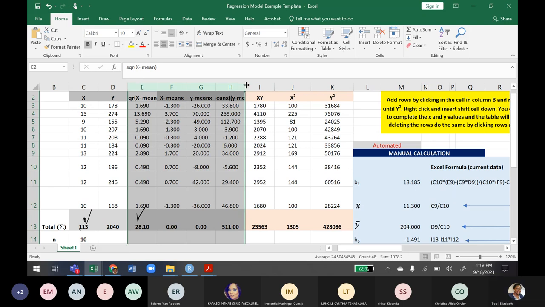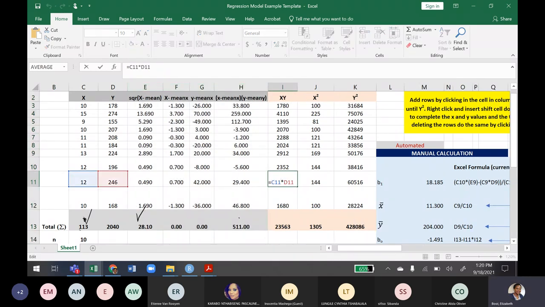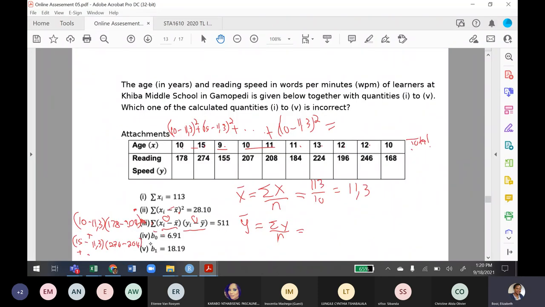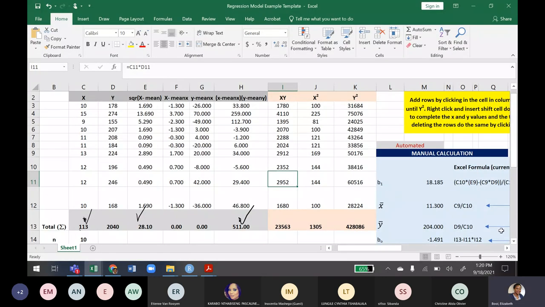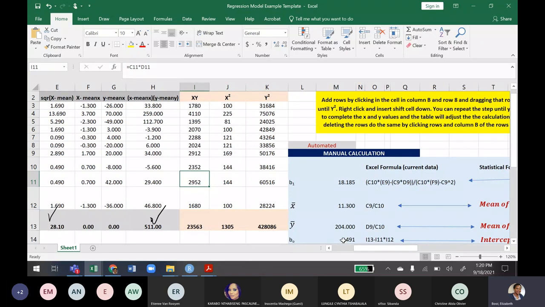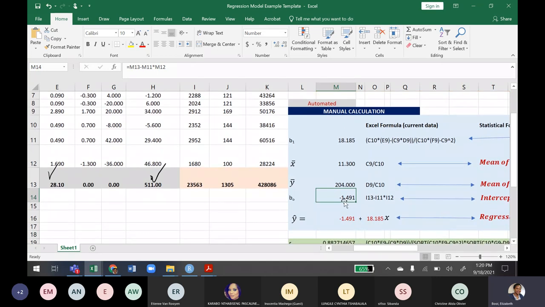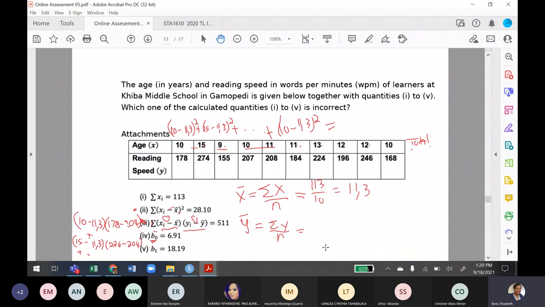Okay. So far, that is also correct. Now, it also says B0 is 6.91. So let's go find B0. So now we can come to our template and look for B0. So B0 is minus 1.491. What do they have? B0 is 69, so that is incorrect. So we know that that is correct, that is correct, that is correct, and that is incorrect.